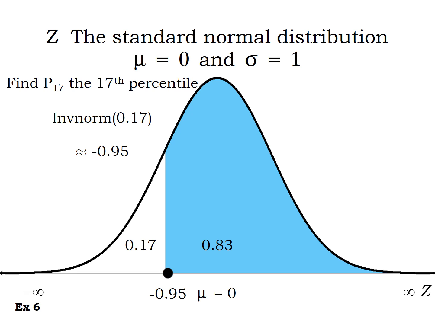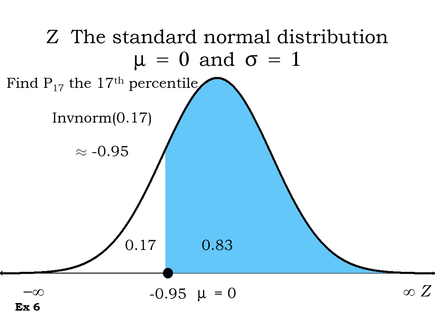Hopefully you got negative 0.95. Now I want you to pay attention to what just happened. In the previous example, we were looking for the 83rd percentile, and the z-score was positive 0.95. Now I want the 17th percentile, and the z-score was negative 0.95. That's not a coincidence. If you look at those two graphs, they're exactly flipped images of each other.